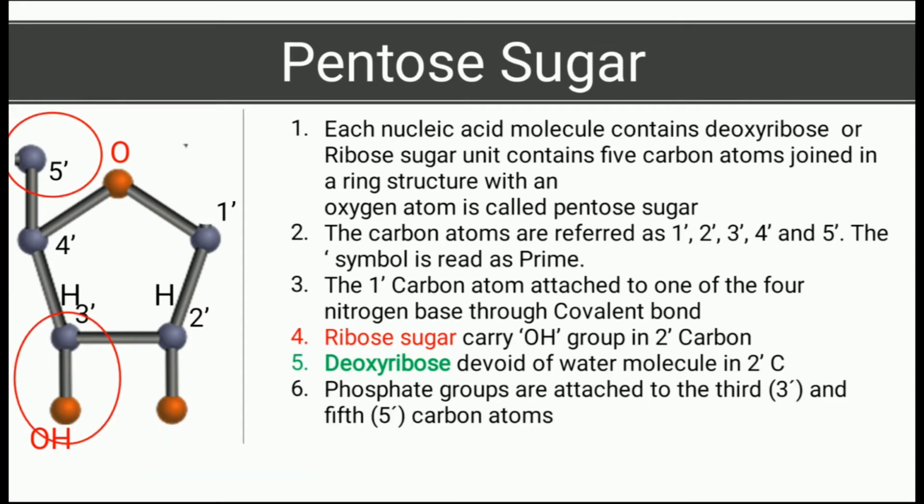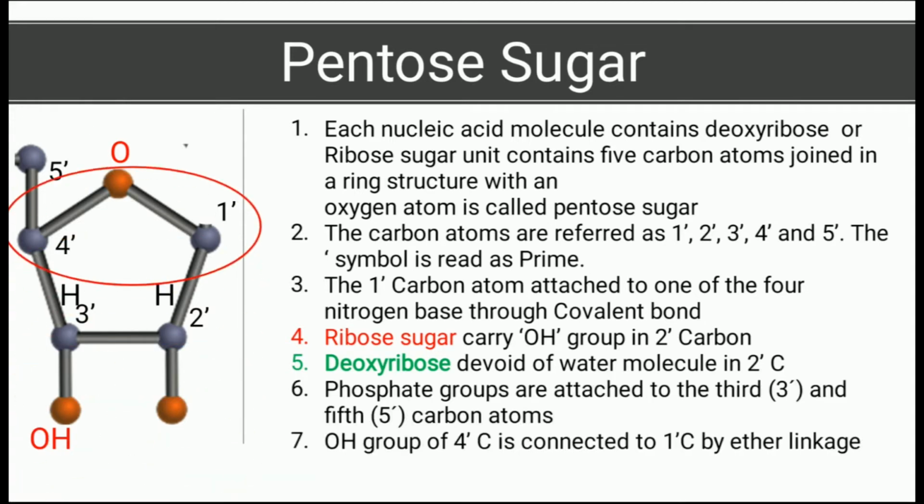The phosphate groups are attached to the third and fifth carbon atoms. In single residues, it is present with the fifth carbon. During polymerization, it is joined with the third carbon. And the OH group of the fourth carbon is connected to the first carbon by ether linkage, so that a ring of 4 carbons and 1 oxygen is formed in the pentose sugar.